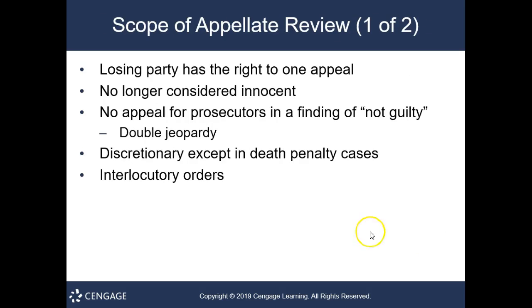All right, let's look at the scope of appellate review. What you need to know is the losing party in a lawsuit, whether it's civil or criminal, has one right to appeal to one appellate court, and that's it. There is no other right to an appeal, generally speaking.